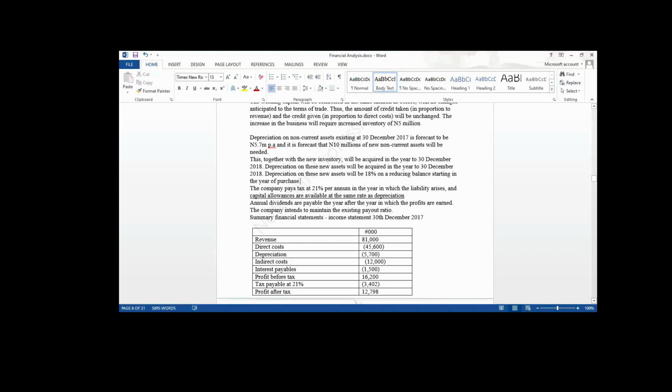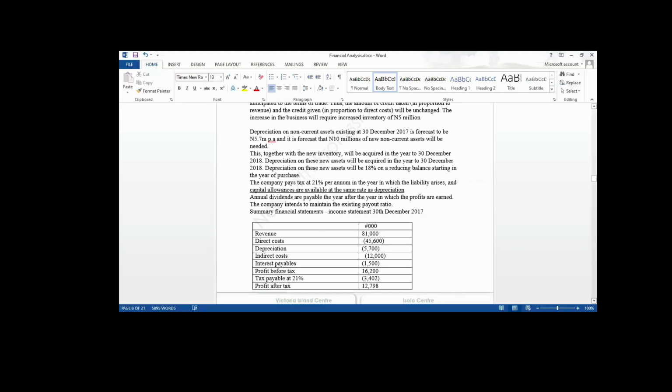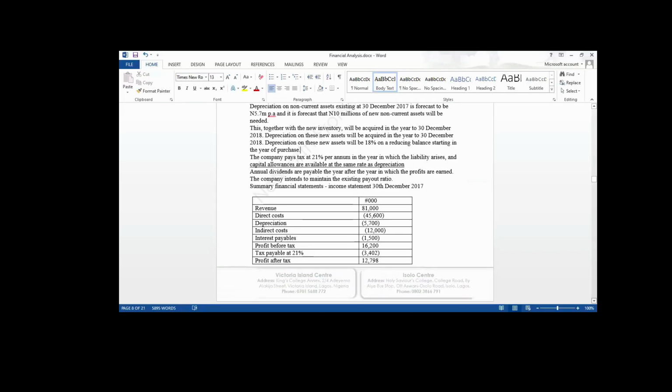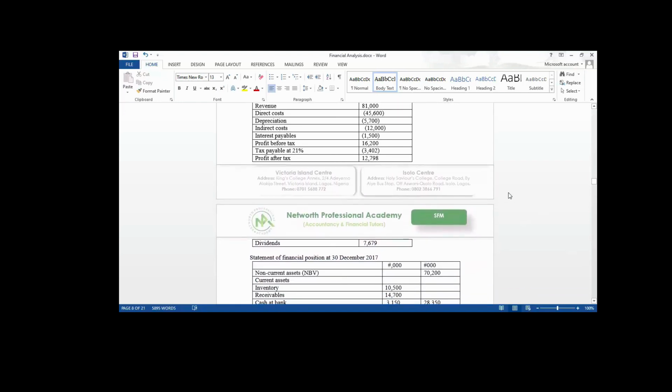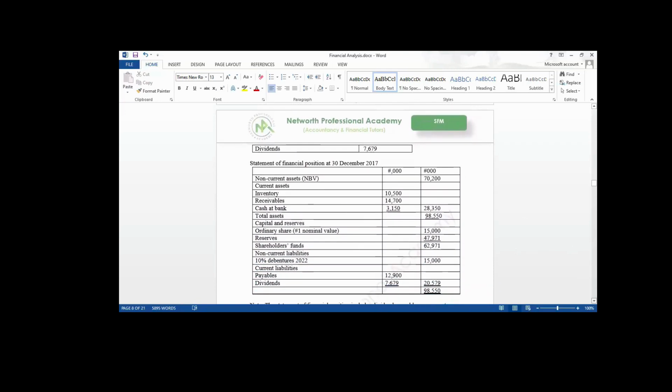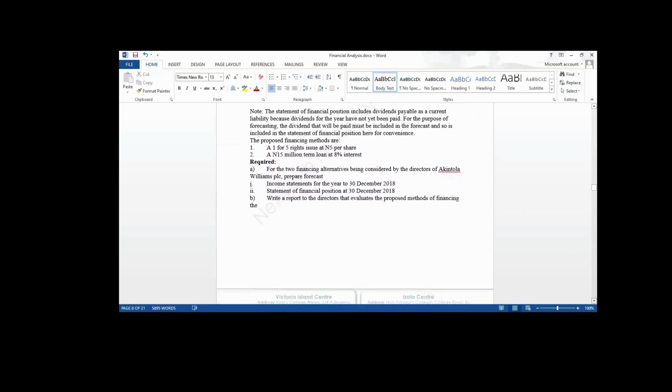Then we have annual dividends. Dividends will be paid 1 year, the year after the profit is earned. The company intends to maintain existing dividend payout. We also come back to that. Now let's look at interest payable. Let's look at the interest because we have gotten to that place now.